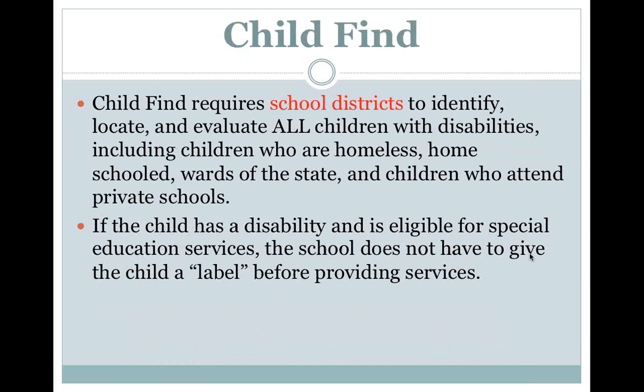So Child Find requires all school districts to identify, locate, and evaluate all children with disabilities, including children living in a variety of situations. And a child does not have to have a specific disability label. We'll see what that means a little further down. When children are 6 to 22, we identify them as having a specific disability or category of disability. That is not a requirement under federal law for younger children.